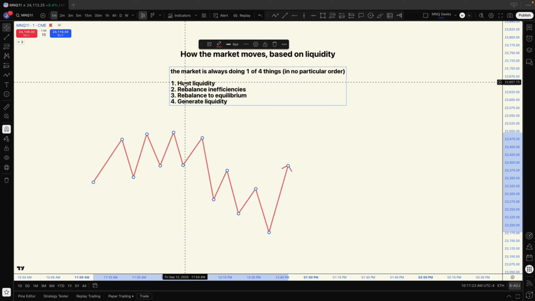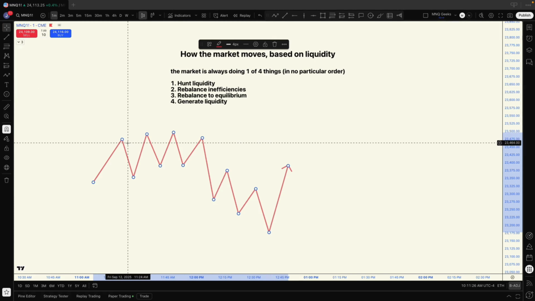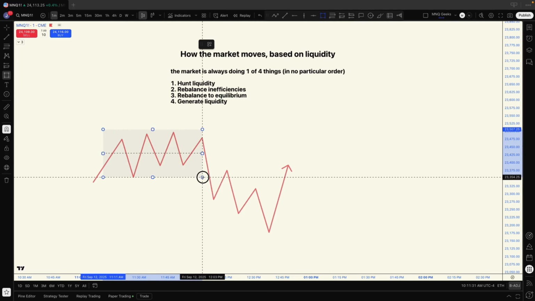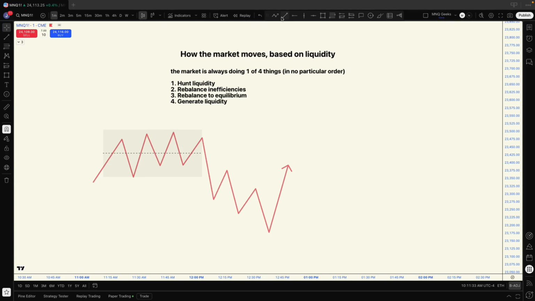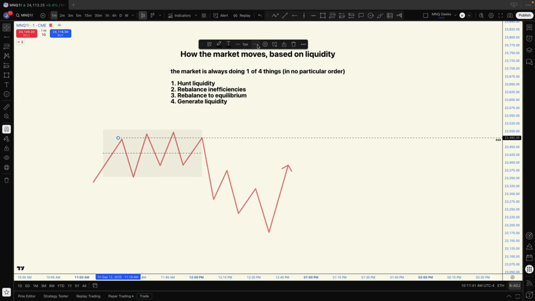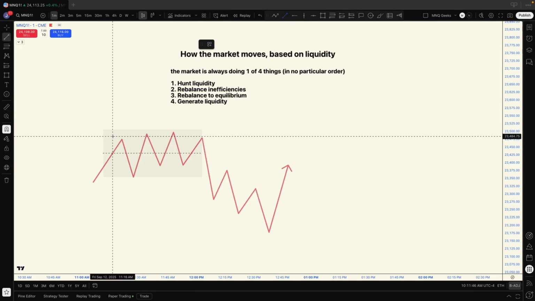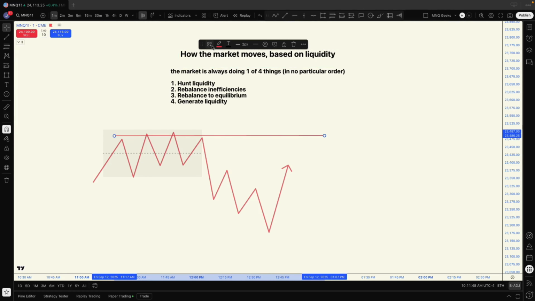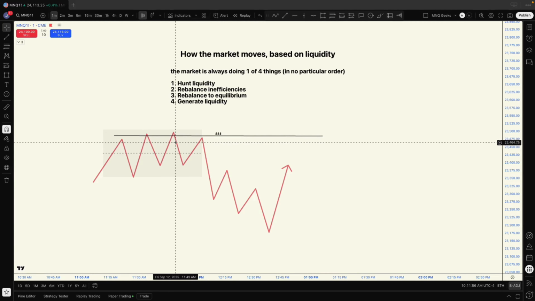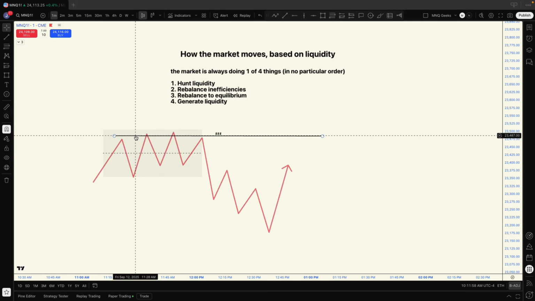All right, so first for hunting liquidity. As you can see here, remember I mentioned that during consolidation zones, that can be seen as high probability liquidity. Let's draw a line right around here, and let's make this liquidity. Let's actually do a better line for liquidity. All right, that's better. So in this consolidation zone at the top over here, let's consider this to be liquidity.